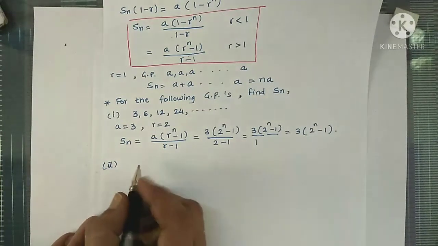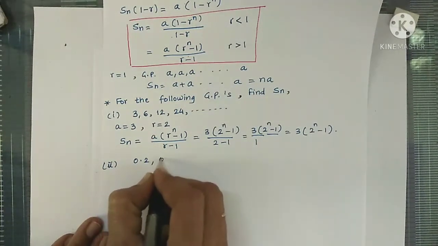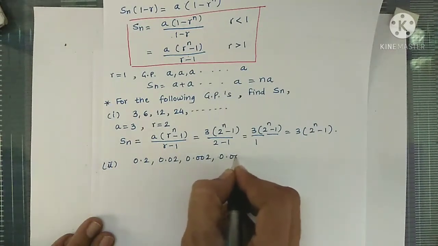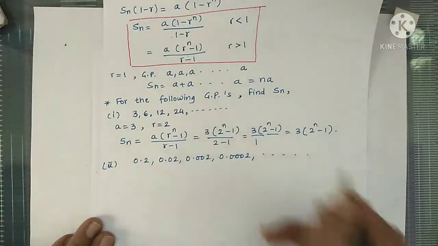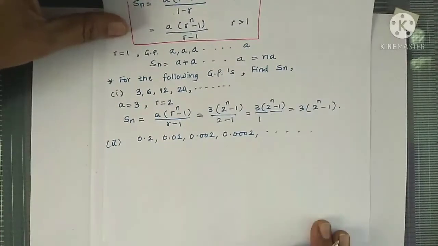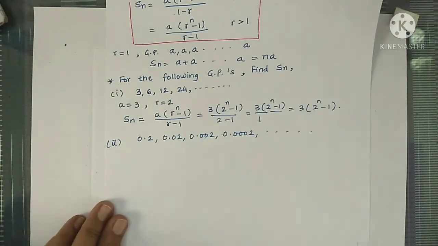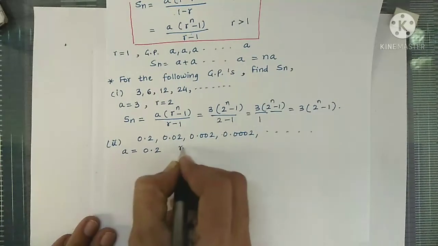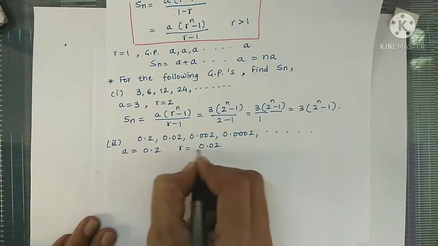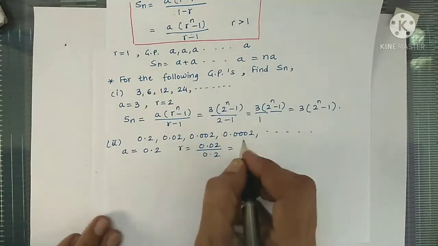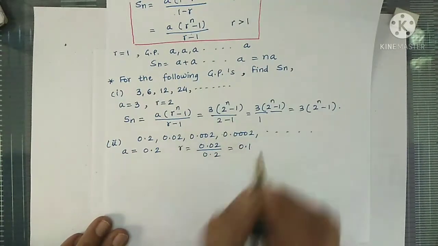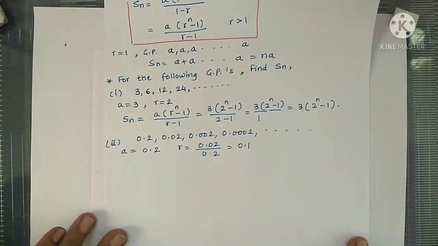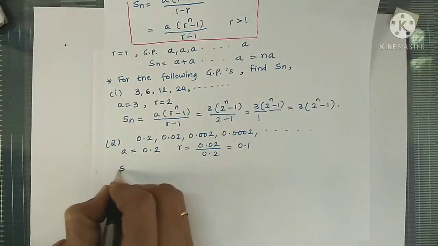Say 0.2, 0.02, 0.002, 0.0002, and so on. You can see here we are multiplying by 0.1. Okay. So this is a GP. A is 0.2 and R is, you can verify, 0.02 upon 0.2 is 0.1. Everywhere we are multiplying by 0.1 to get the next term. So R is 0.1. It is less than 1. So let's use the first formula.